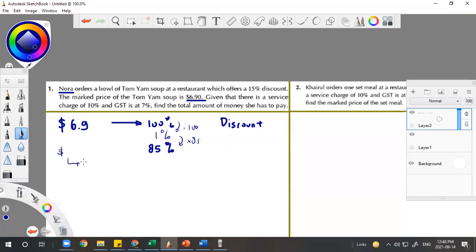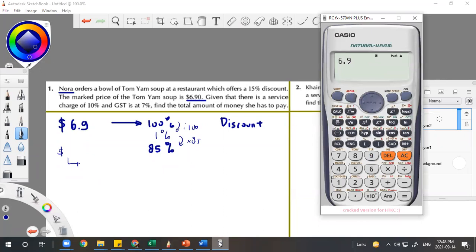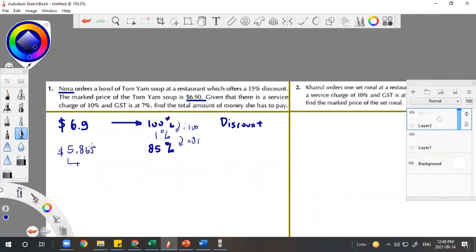So the price will be, calculate 6.9 divide by 100 times by 85. That's the 5.865. This is already the discounted price, tapi tunggu dulu, tidak semudah itu. You harus hitung lagi service charge-nya lagi. Oke, bikin lagi. So this discount is for the customer. Okay, for customer. Next, what we do now?